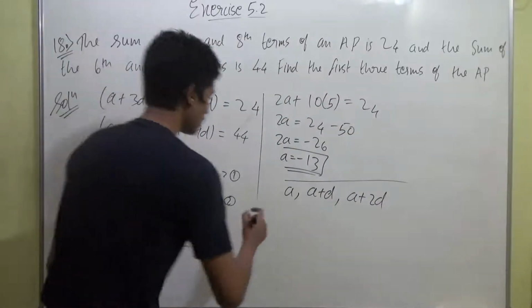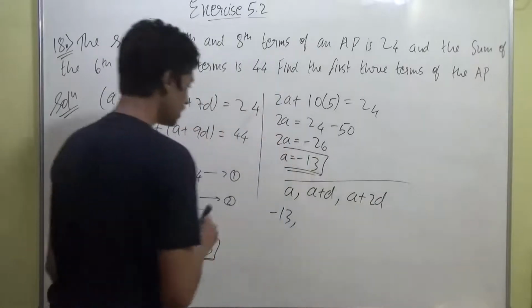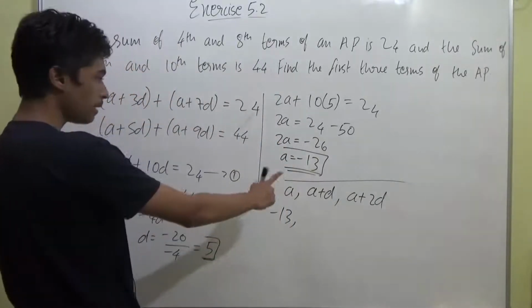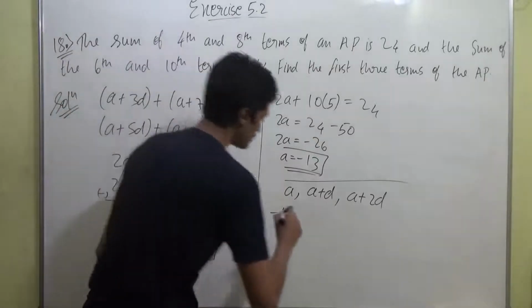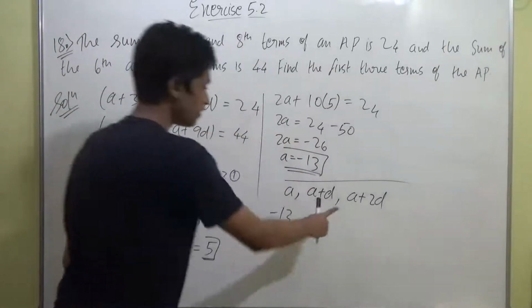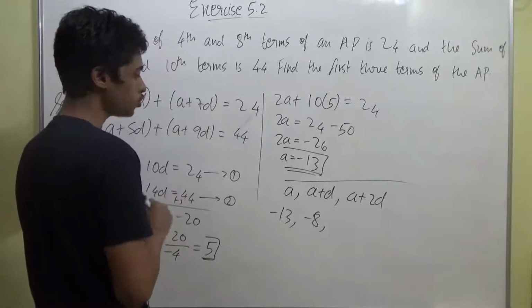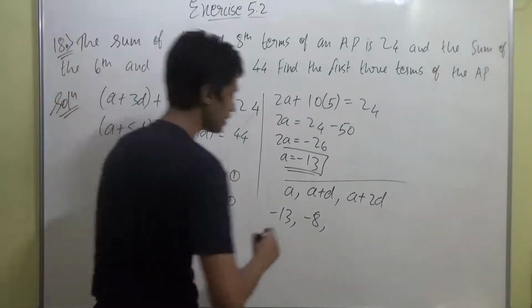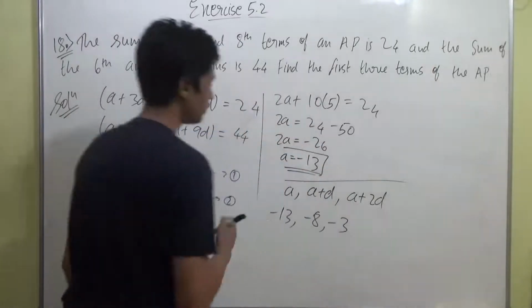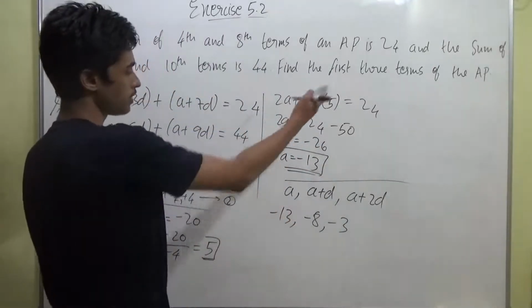So A is minus 13. The second term will become equal to A plus D. D is plus 5. So minus 13 plus 5 will become equal to minus 8. And then the third term will become A plus 2D. Plus 2D means it will become plus 10. So minus 13 plus 10 will become minus 3. Done. So these are the first 3 terms of the AP.